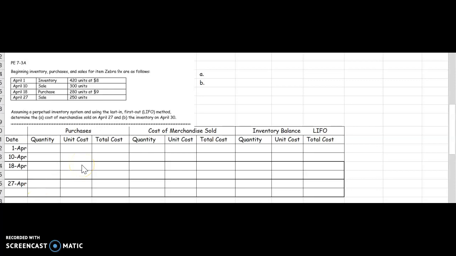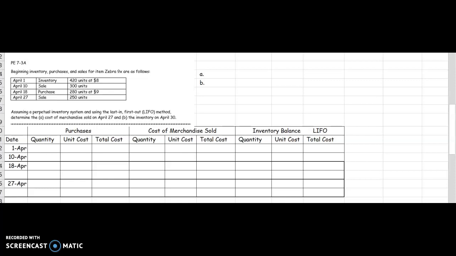Okay, in this video we're going to use this chart to calculate inventory, the purchase and sale of inventory using the LIFO method, which stands for last in, first out. The only way that this will differ from what we just saw in the video calculating FIFO is that now instead of selling our oldest units first, we'll be selling our newest units first.